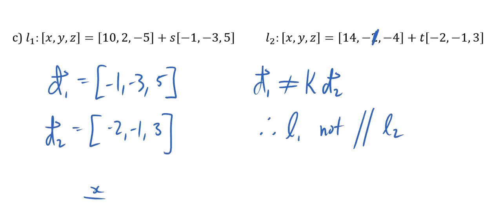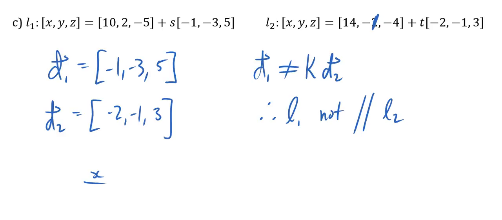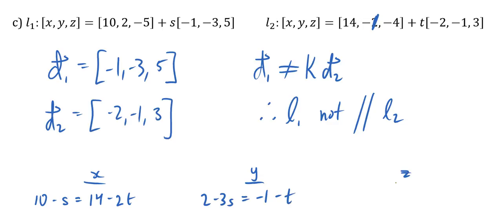For x, the x part of line 1 is 10 minus 1s. So 10 minus s equals the x component of the other, which is 14 minus 2t. For y, it's 2 minus 3s equals -1 minus 1t. And for z, it is -5 plus 5s equals -4 plus 3t.